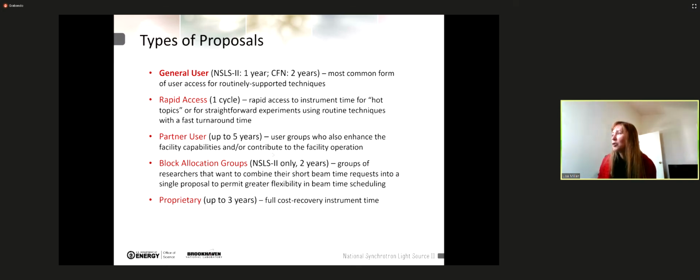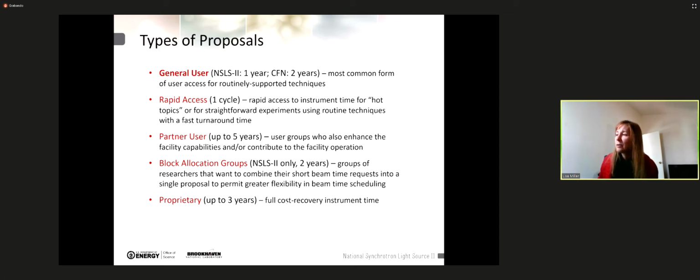So they write this joint BAG proposal that basically gives them a small amount of shifts each cycle, but they're kind of guaranteed that time. And then they decide which one of their researchers on the BAG proposal gets the time each cycle. So we don't micromanage these BAGs. They get to choose who's going to get the time.